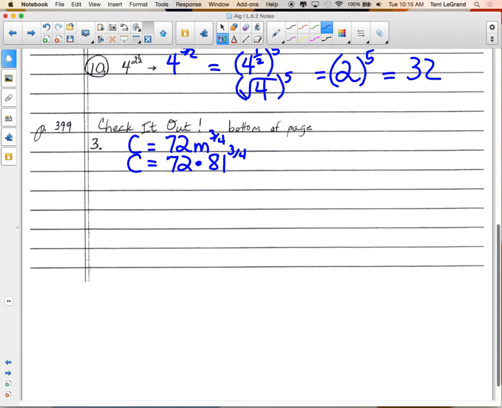Do I take the 72 times the 81 first? No. Or do I do that power first? Yes, we do the power first. We're not going to ditch these other guys, they're going to keep coming along, but this really is 81 to the 1/4 power, or the 4th root of 81 if you'd rather write it like that, raised to the 3rd power. So the first thing we need to look for is what times itself 4 times gives us 81. What is it, 3? Okay. So now we can replace 81 to the 1/4 power with 3.